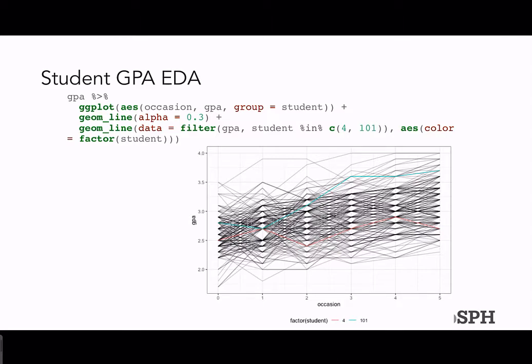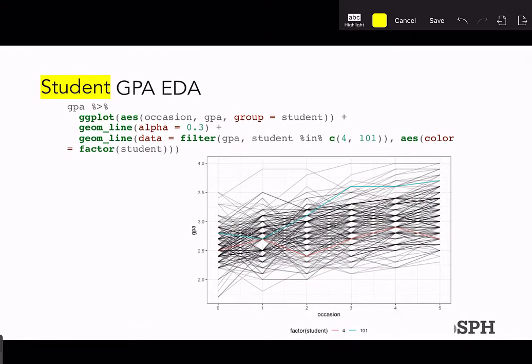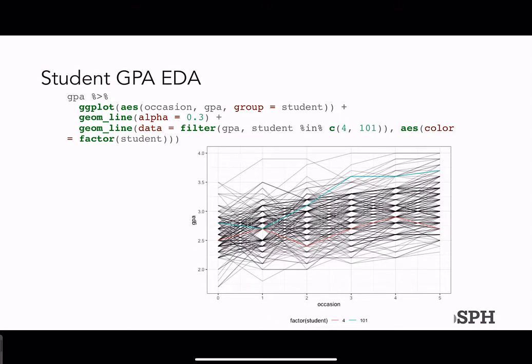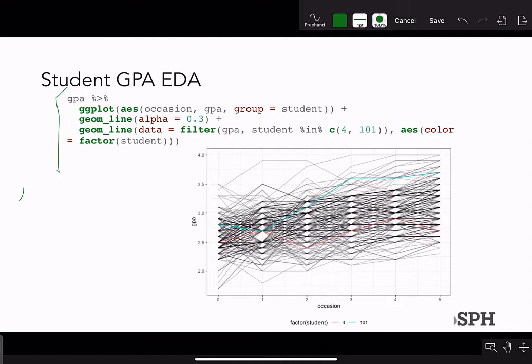And I always like to do exploratory data analysis of the data set before I do any kind of modeling. But I think it's especially important with longitudinal data to get a good sense of what your data actually looks like. So the first thing I'm doing here is I'm going to make a spaghetti plot of that GPA data where I look at the GPA at each of the different 6 time points. So these first 2 lines run that spaghetti plot.